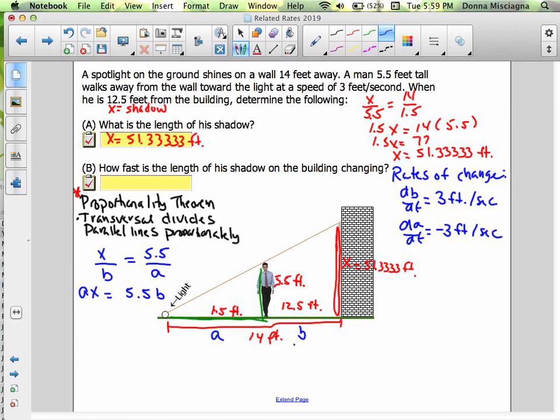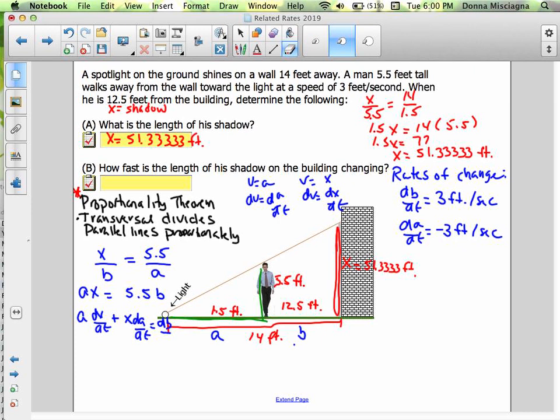So u is a, du would be dA dt. V is x, so dV would be dx dt. All right, so we've got the first, which is a, times the derivative of the second, which is dx dt, plus the second, which is x, times the derivative of the first, so x dA dt, equals 5.5 dB dt.